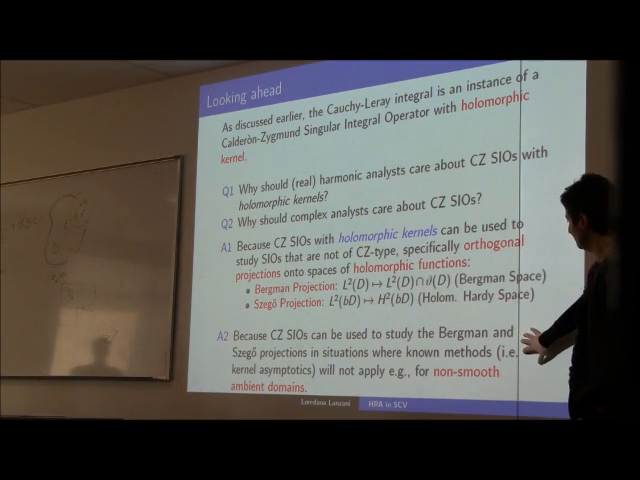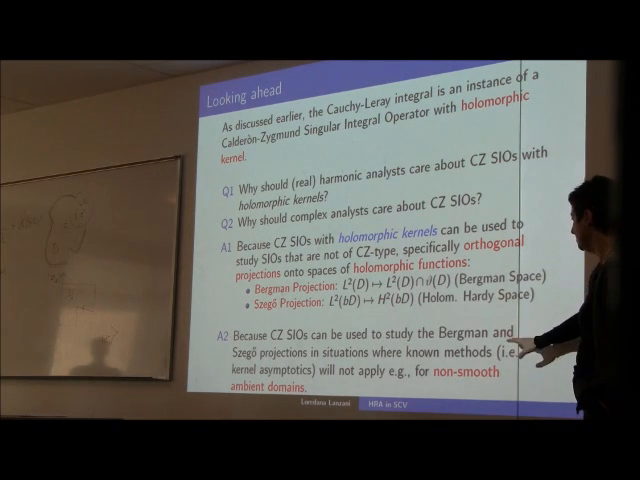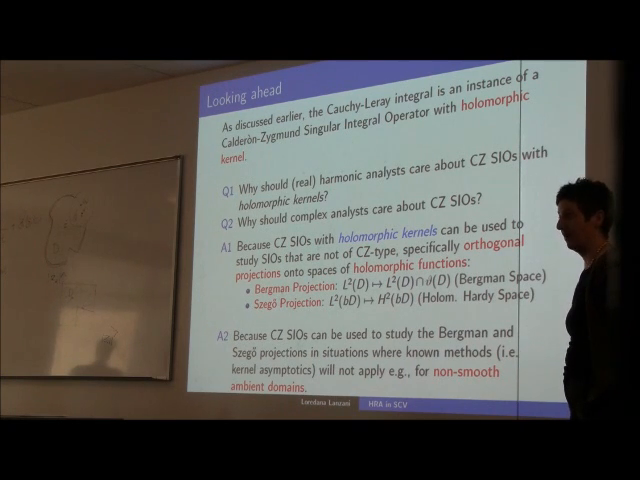From the point of view of the complex analyst, the objects of interest are precisely the Bergman and the Hardy spaces, and their reproducing kernels. From their perspective, the reason to be interested in Calderón-Zygmund operators is because you can use them to study these orthogonal projections in settings where the known methods do not apply, kernel asymptotics being the traditional methods. This is for domains that are not very smooth.